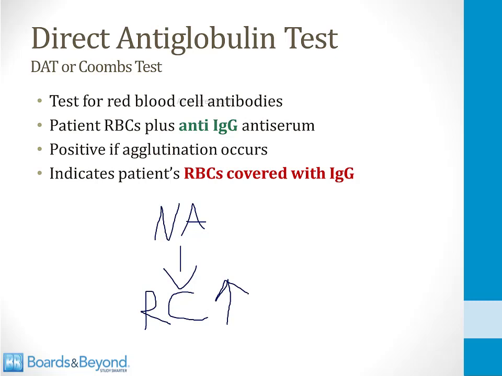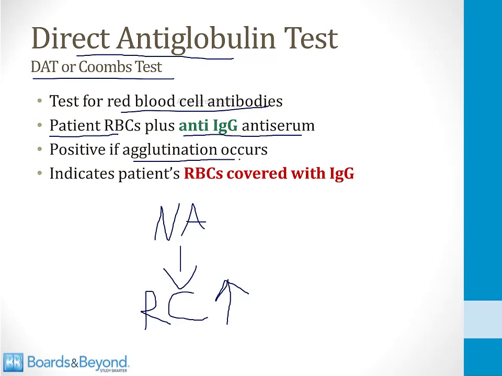And one of the first tests you want to do in that situation is called the direct antiglobulin test, or the Coombs test, because this is a test for red blood cell antibodies, and it'll determine whether the hemolysis is due to autoimmune hemolytic anemia. For this test, you take the patient's red cells and you add anti-IgG antiserum. The test will be positive if the anti-IgG antiserum causes the red cells to agglutinate. That indicates that the patient's red blood cells are covered with IgG antibodies.